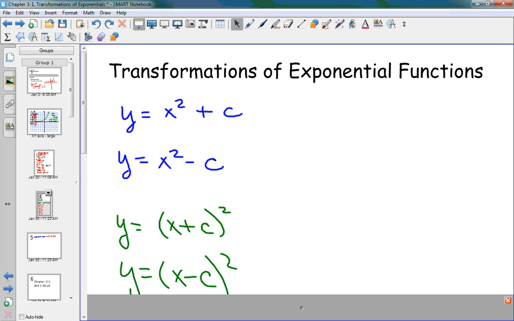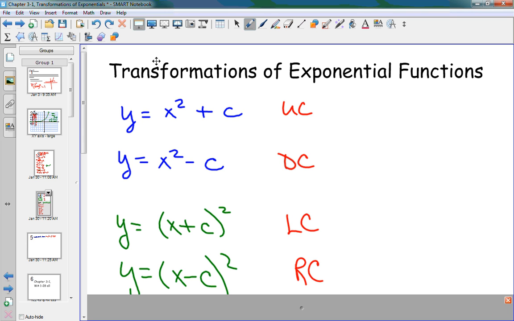So if I have x squared plus c, what happens to that function? It's going to go up c units. What if I have x squared minus c? It's going to go down c units. What if I have y is equal to x plus c quantity squared? It's the opposite of what you would think. It's positive, so that means you're going to go to the left c units. And then the last one there, x minus c squared. This is going to be right c units.